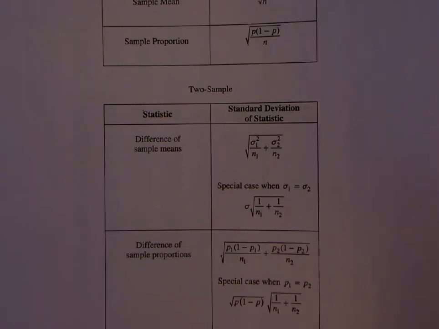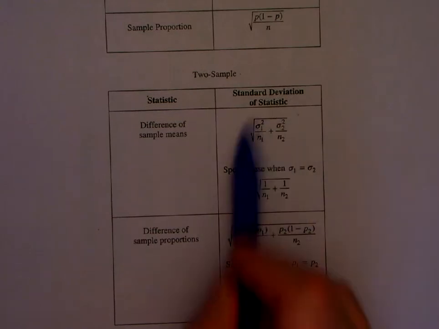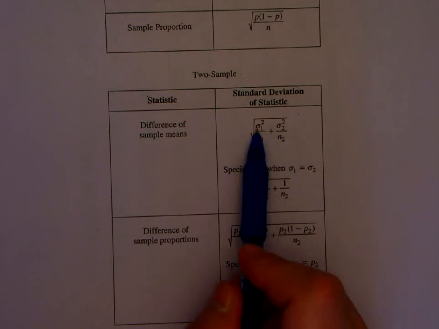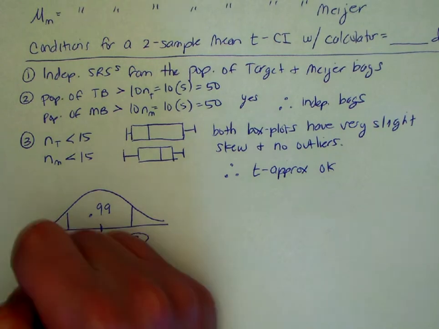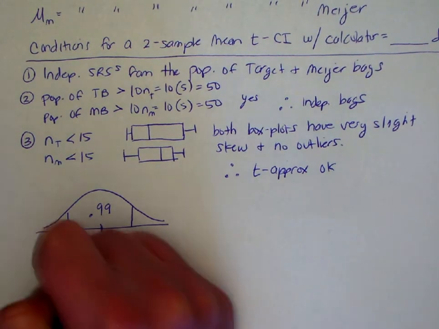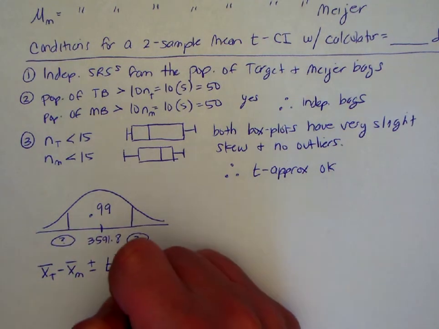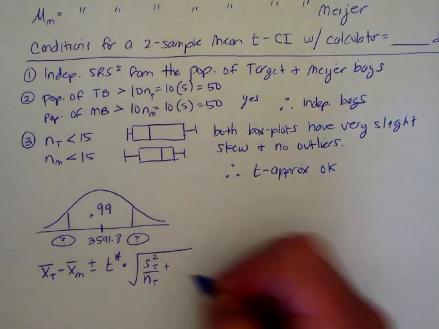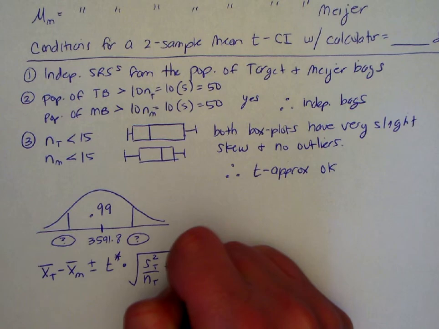Come right down here. 2 sample mean. This is the formula you want. We don't know sigma, so we're going to have to use the standard error. We're going to have to use S's instead of the sigmas because we don't know those. So you'll notice my formula: X bar target minus X bar Meyer plus or minus t star times the square root of S squared from target over n of target plus S squared from Meyer over n of Meyer.